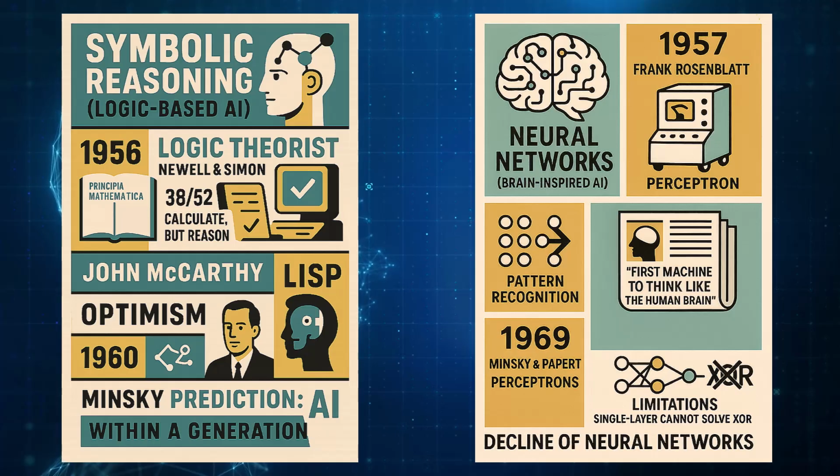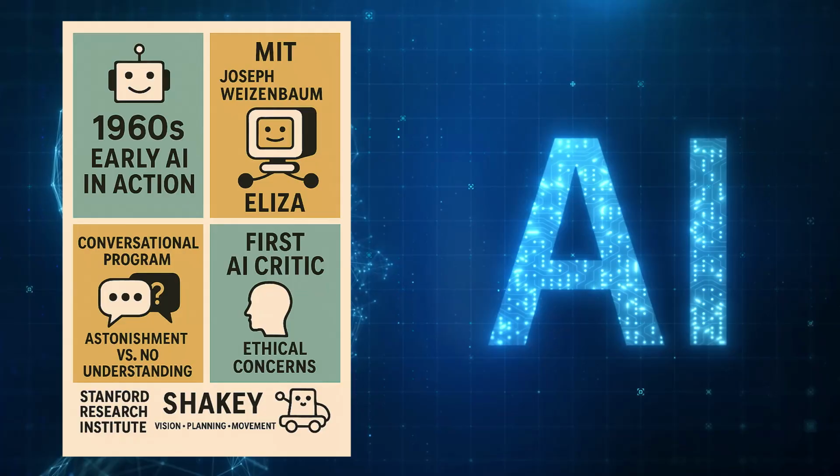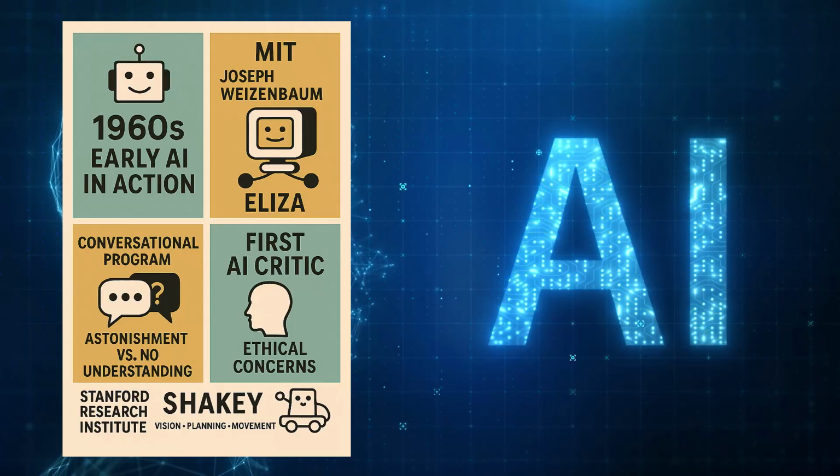But the excitement cooled in 1969, when Marvin Minsky and Seymour Papert published Perceptrons. They demonstrated that single-layer networks like Rosenblatt's could not solve even basic problems, such as the XOR function. Neural networks would not see major progress again for many years. Still, the 1960s gave us early glimpses of AI in action.